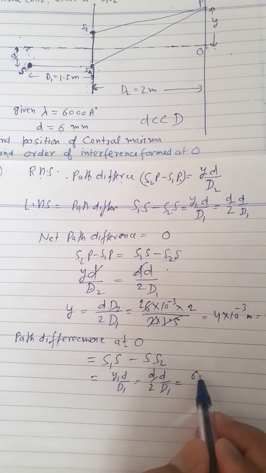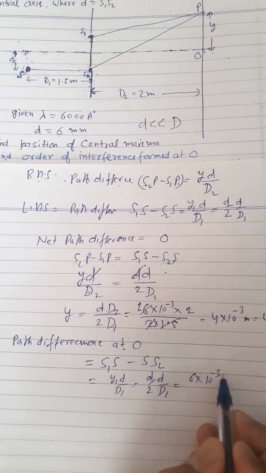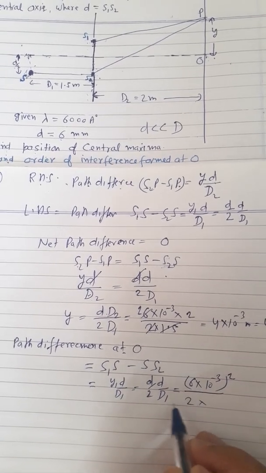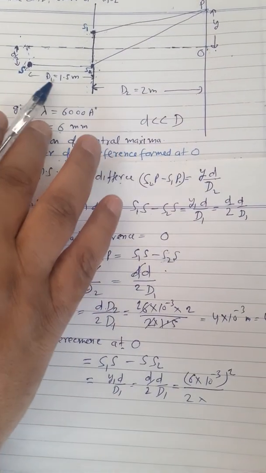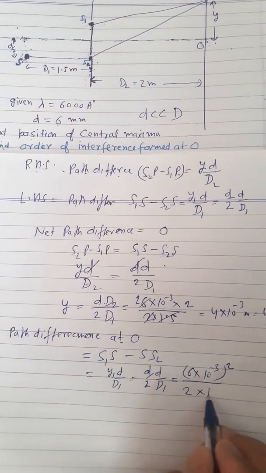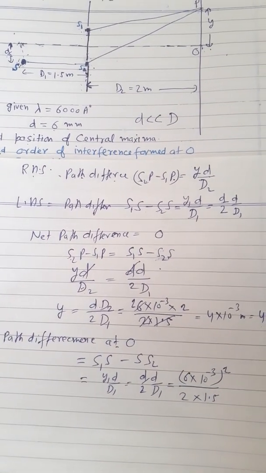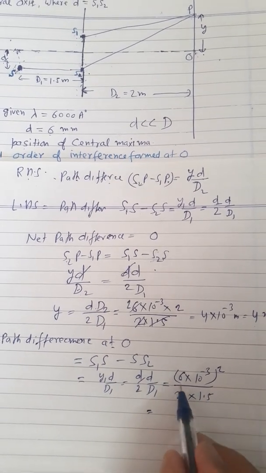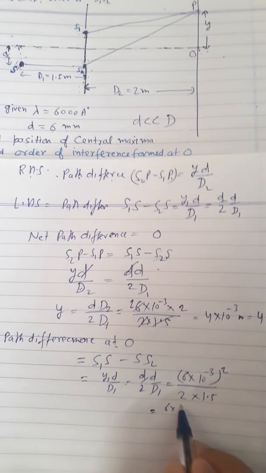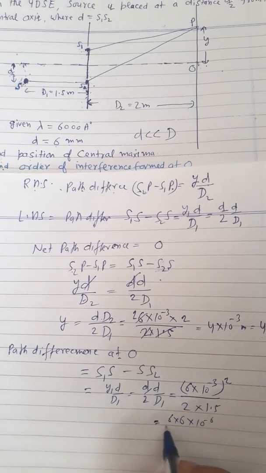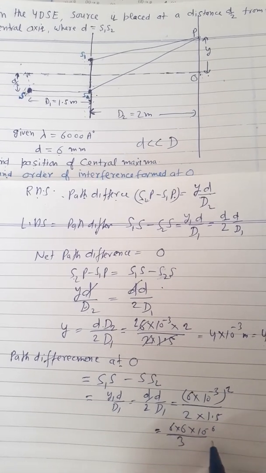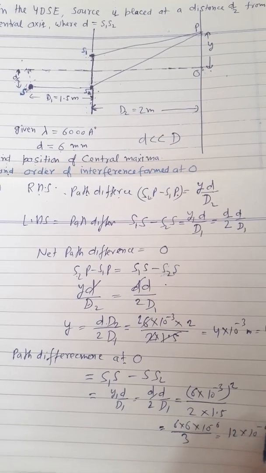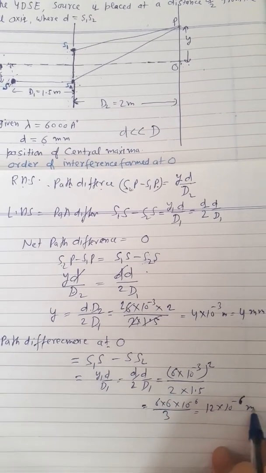So 6 into 10 raised to minus 3 square upon 2. Capital D1 they have given 1.5. So solve it. That will come about 6 into 6, 10 raised to minus 6, upon 2 into 1.5, 3. So 3 2s are 6, 12 into 10 raised to minus 6 meter. So that is the path difference.